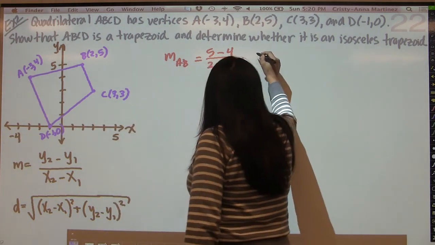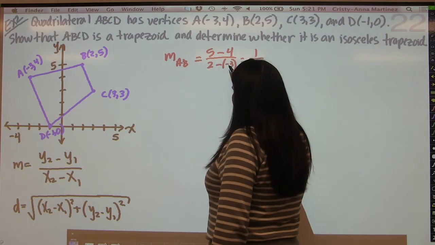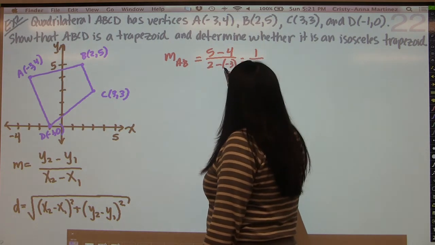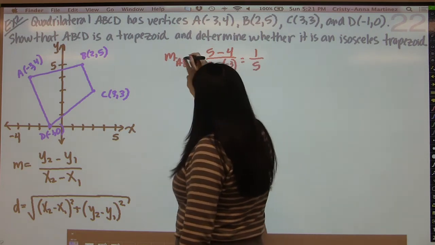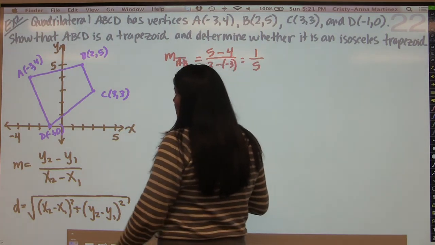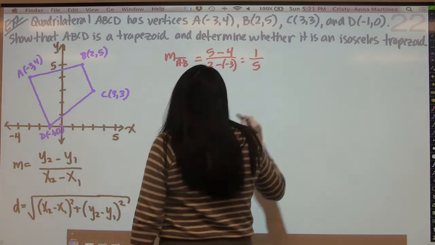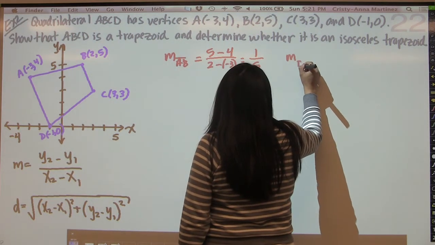And 5 minus 4 is 1. And 2 minus -3 is 2 plus 3, so that's going to be 5. And I get 1/5 for the slope of AB. Then the opposite side is going to be CD. So I want to now find the slope of DC.